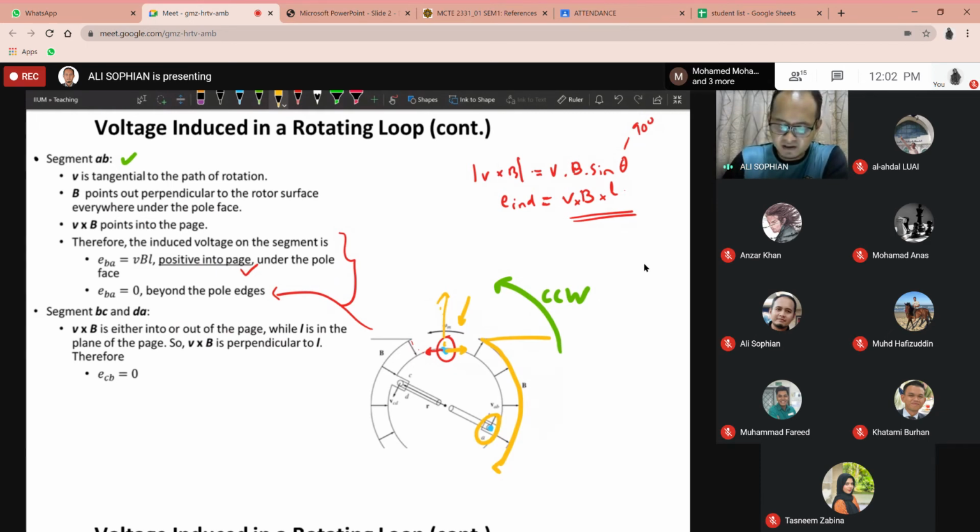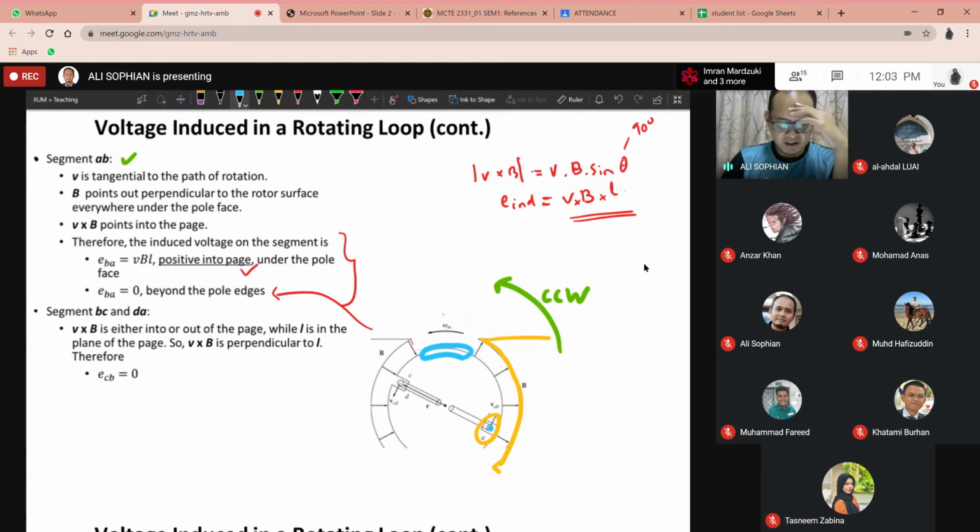Now, if I again remove all this, if, for example, segment BA is within this region here, the values will keep changing. Yeah? So between the maximum, which is VBL, and 0, there will be some transition. As it rotates counterclockwise from maximum, it goes gradually to 0. Okay.